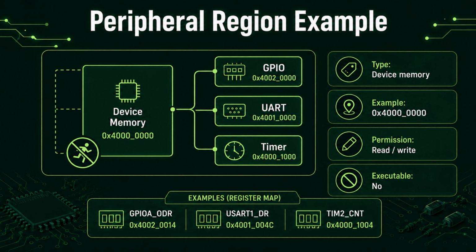Access can also be restricted by task. A communication task may access UART registers, while another unprivileged task is completely blocked from the UART address range. This prevents accidental or unauthorized hardware control and improves system isolation.